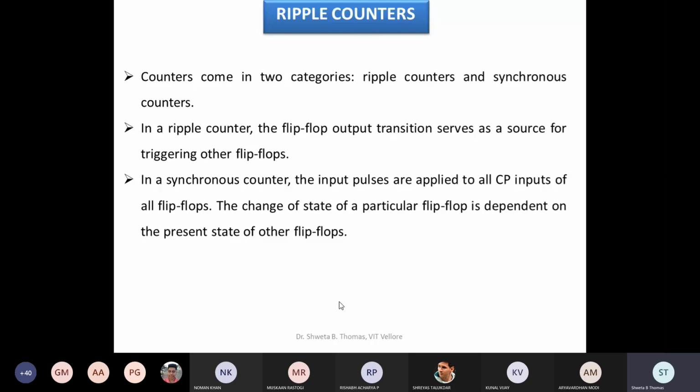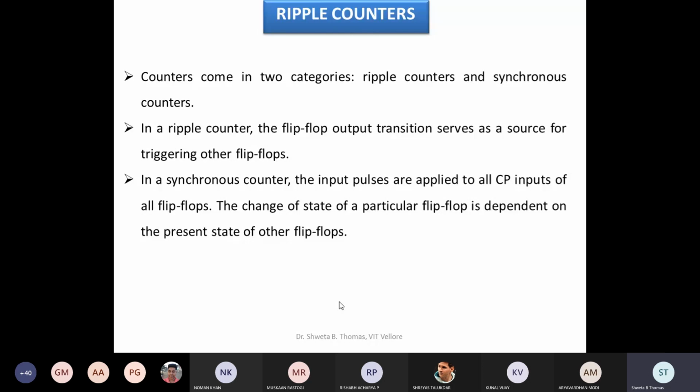But in exam, if I'm asking about an asynchronous counter, it means I'm asking about the ripple counter only. Both asynchronous and ripple counter are the same. So we'll start with the ripple counter, then we'll go for the synchronous counter. Both you have to see very carefully and in depth.